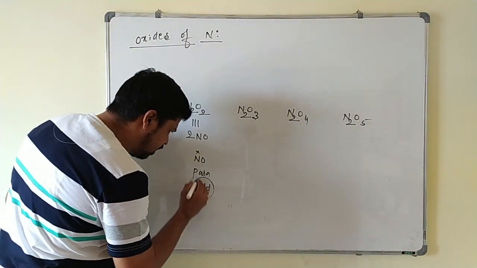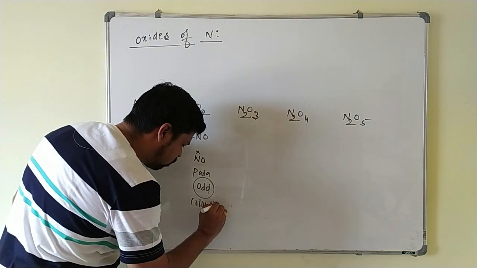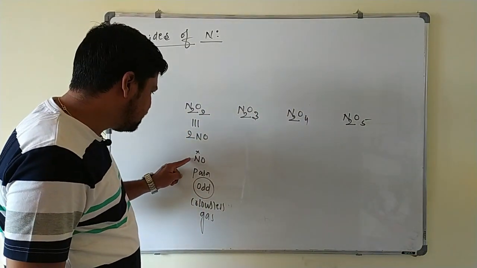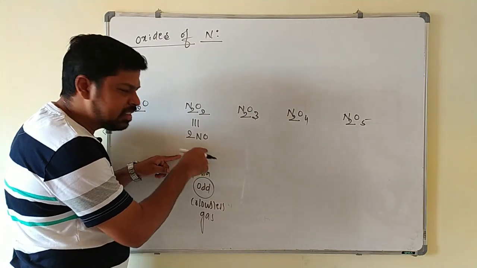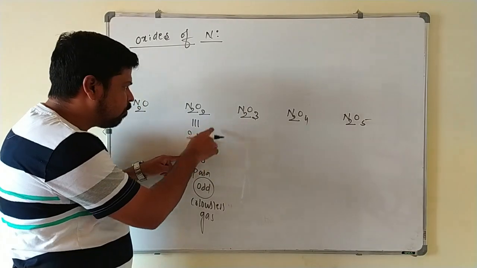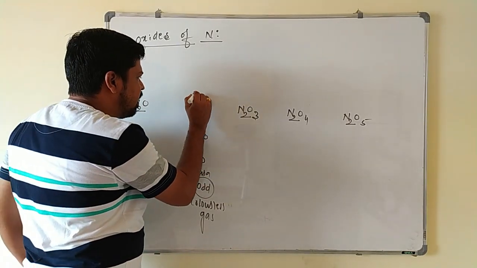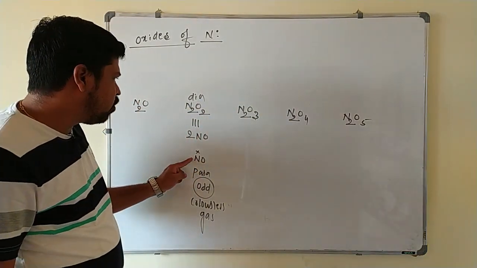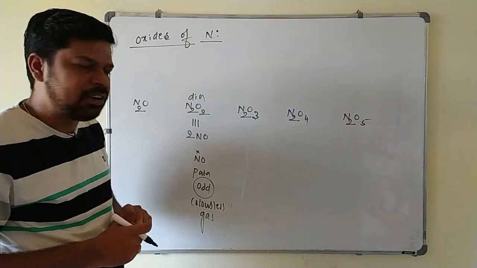Next, even though it has an unpaired electron, it is a colorless gas. Okay, this is paramagnetic. Being an odd electron molecule, it is unstable, so to become stable it will undergo dimerization to form N2O2. Once it undergoes dimerization, it becomes diamagnetic, because the unpaired electron becomes a paired electron. 11 electrons become 22 electrons. An odd number of electrons becomes an even number of electrons here.